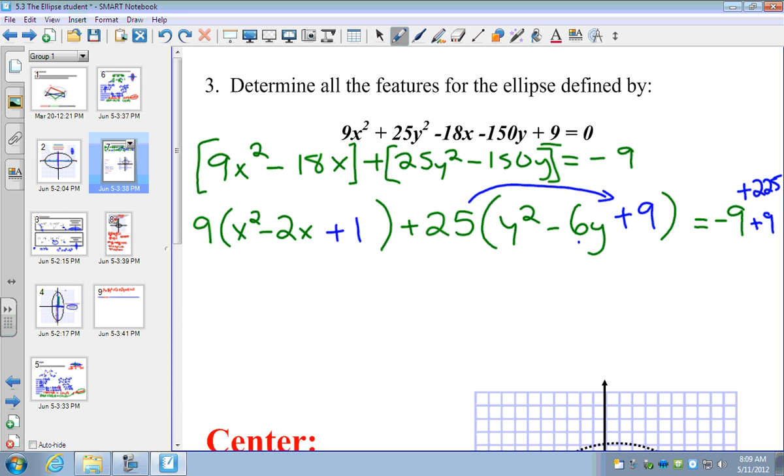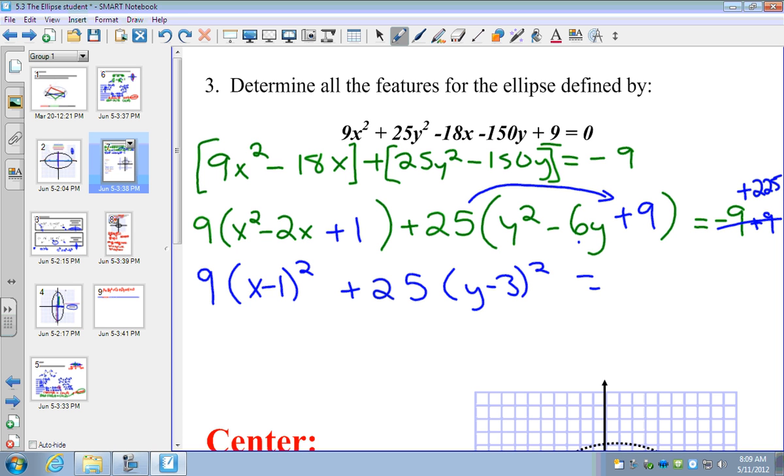Okay? So simplifying, this now becomes 9 times x minus 1 squared. We completed the square, so we could do that. Plus 25 times y minus 3 squared is equal to negative 9 plus 9, which is 0, and I'm just left with that 225. Okay, so in order to get 1, because remember in an ellipse everything here has to equal 1, I have to divide every term by 225.